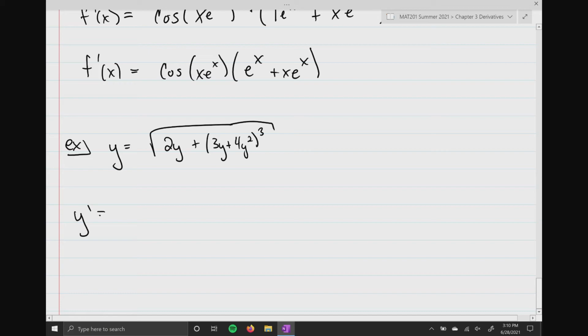So y prime is going to, first thing, let's rewrite this as the quantity 2y plus the quantity of 3y plus 4y squared, all raised to the third. And this entire quantity is raised to the 1/2.